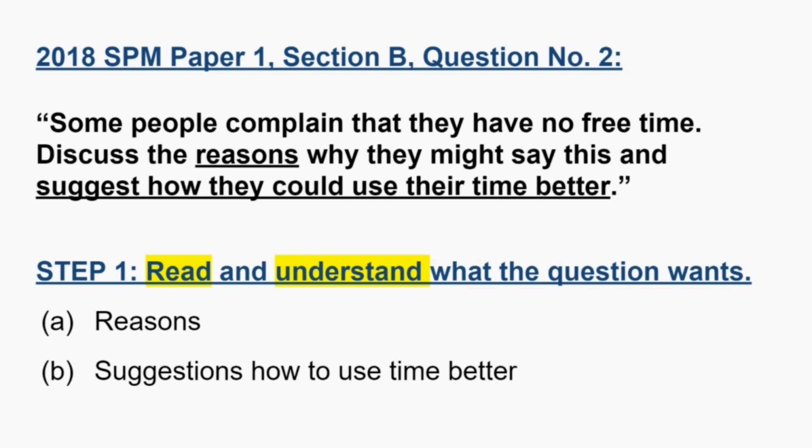Let's read the question. Some people complain that they have no time. Discuss the reasons why they might say this and suggest how they could use their free time. Now understand what the question wants. There are 2 things that the question wants. The first one is to state reasons why people complain that they have no free time. And the second thing that the question wants is to give suggestions on how to use time better.